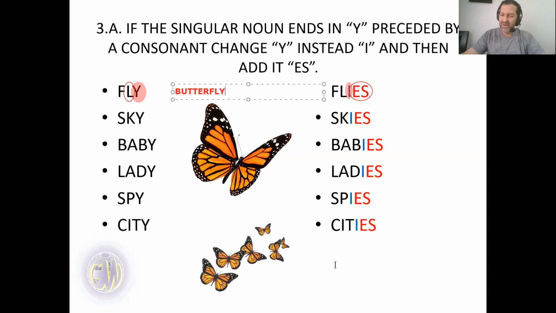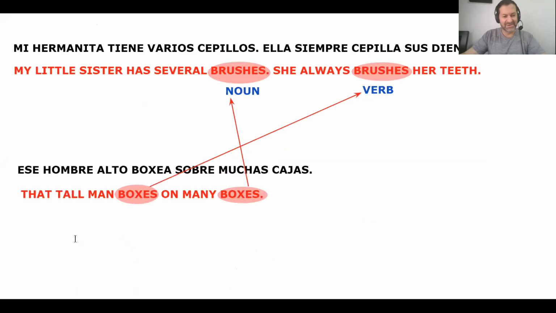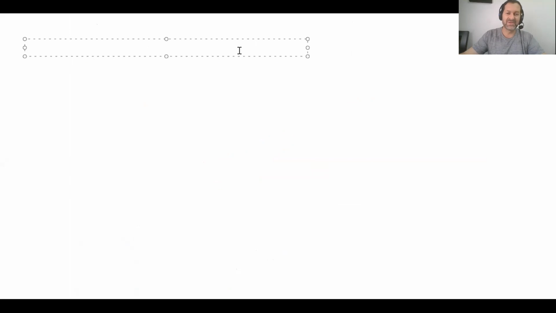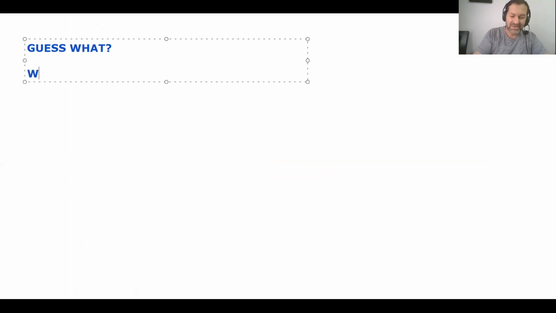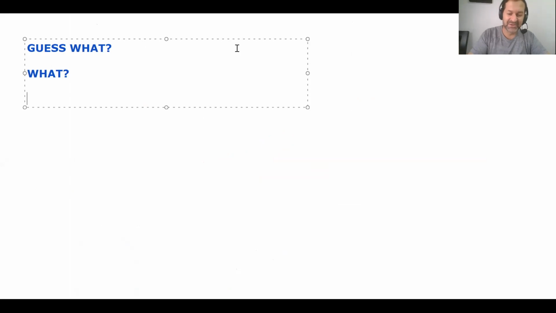I just remembered something American people do, and let me show you. I'm going to go back to my board. I'm going to open another one. Okay. It says, guess what? Spanish speakers would say, adivina qué. So they say, what? Okay. So it's something that is undetermined. So I say, it has tires and flies.